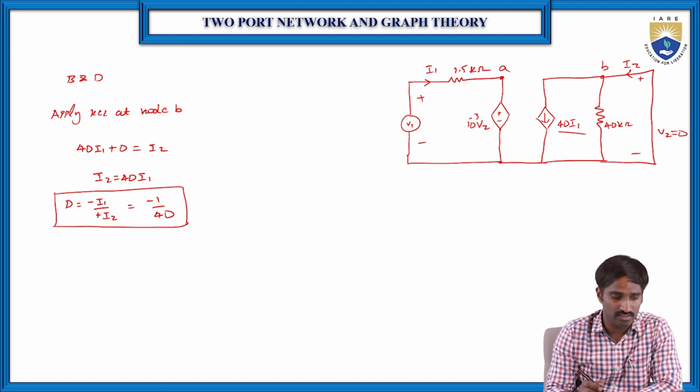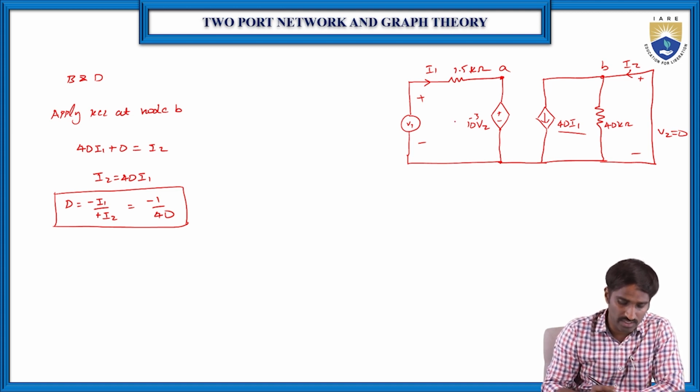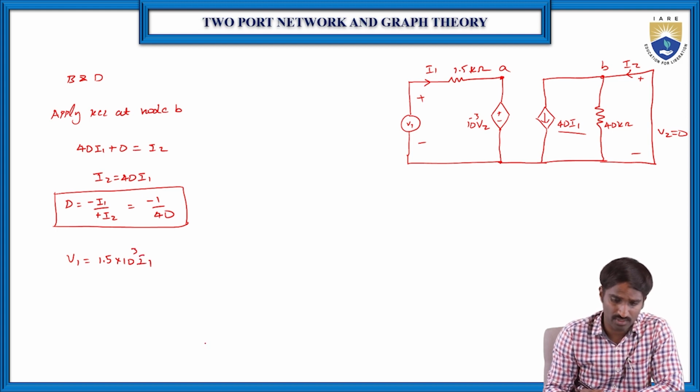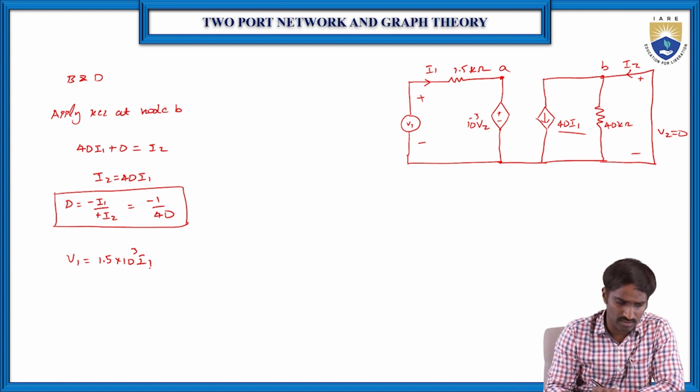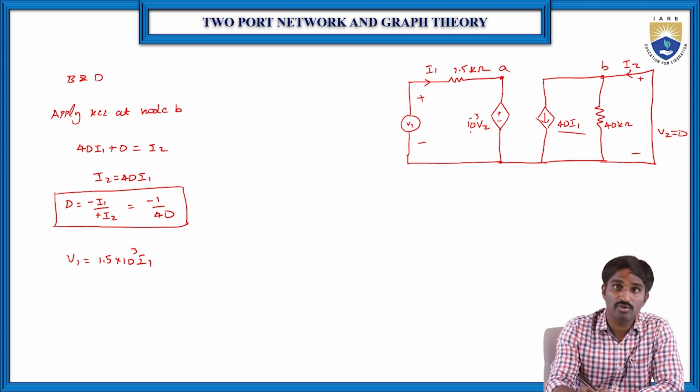For that, we apply KVL to the input loop again. Here V1 is equal to, as already applied, 1.5 into 10 to the power of 3 into I1. Of course, plus 10 to the power of minus 3 into V2 is there, but here V2 is equal to 0, so we are not considering V2. So in the second case, V1 is equal to 1.5 into 10 to the power of 3 into I1 only.